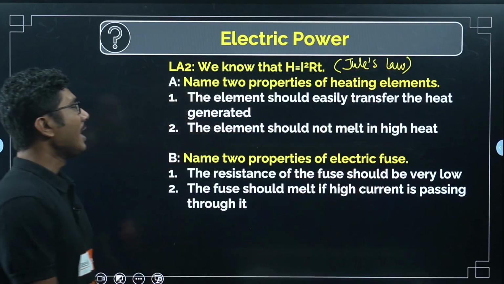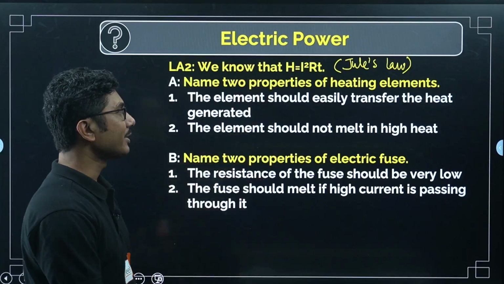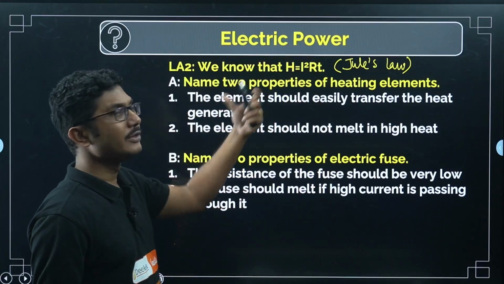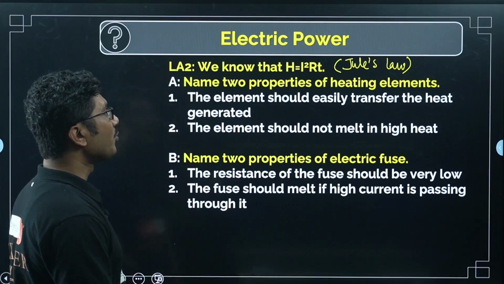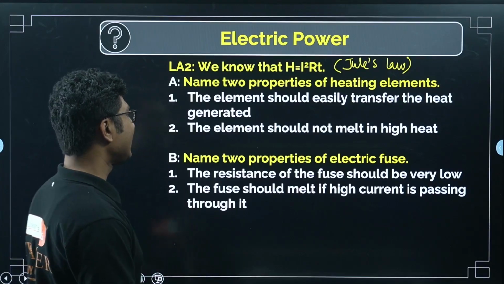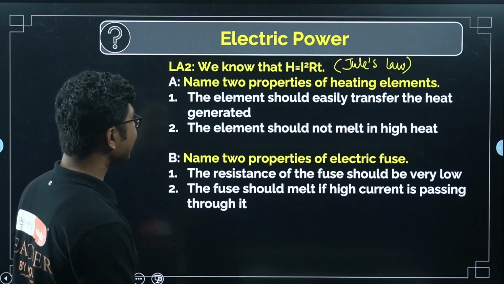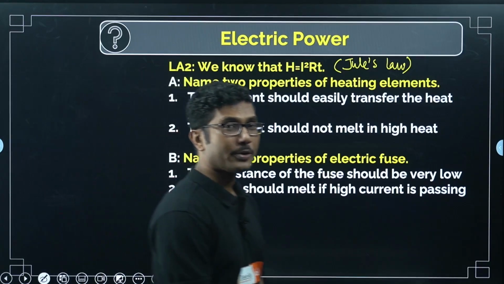Right? Now name 2 properties of heating elements. This is used in heating elements. Okay, that question was a little longer. There was a long statement, but I have only used the basic crux of the question. Name 2 properties of the heating elements. Okay, the element should easily transfer the heat that is generated. Next, the element should not melt at high heat. So these are the 2 properties of heating elements.